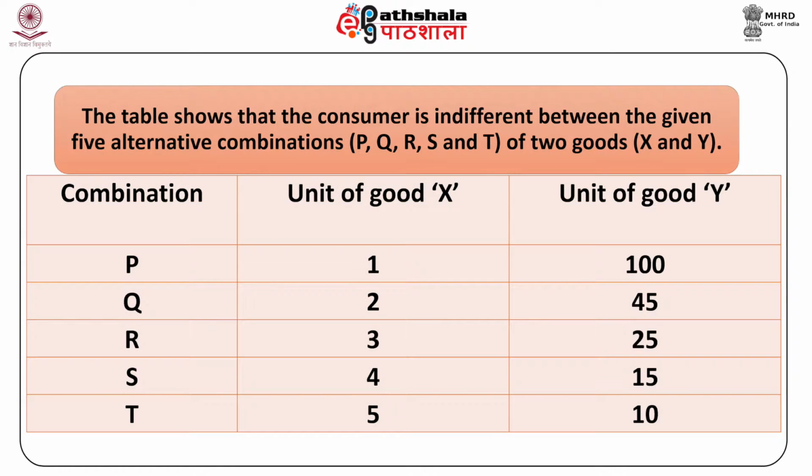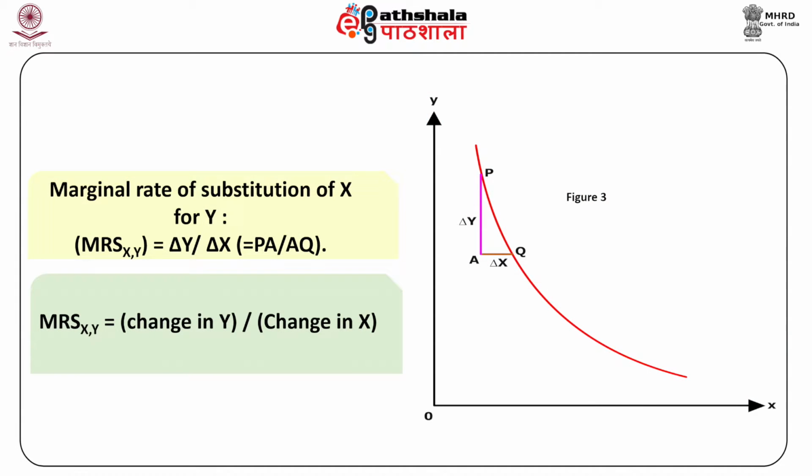In our example, table number 1, when a consumer moves from P to Q, the consumer sacrifices 55 units of Y for 1 extra unit of X and still remains on the same indifference curve. Therefore, at this stage, MRS_XY is equal to 55. The movement is shown below in figure 3. You can see figure 3.